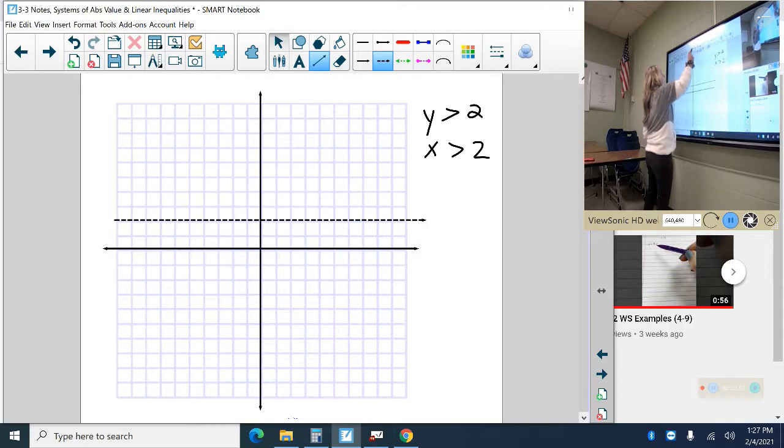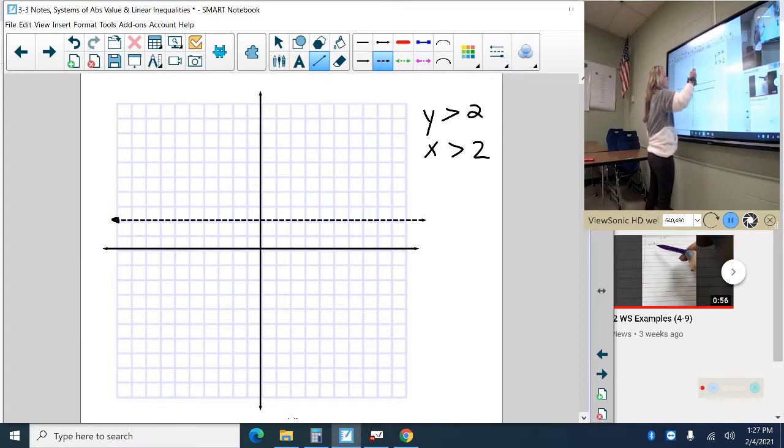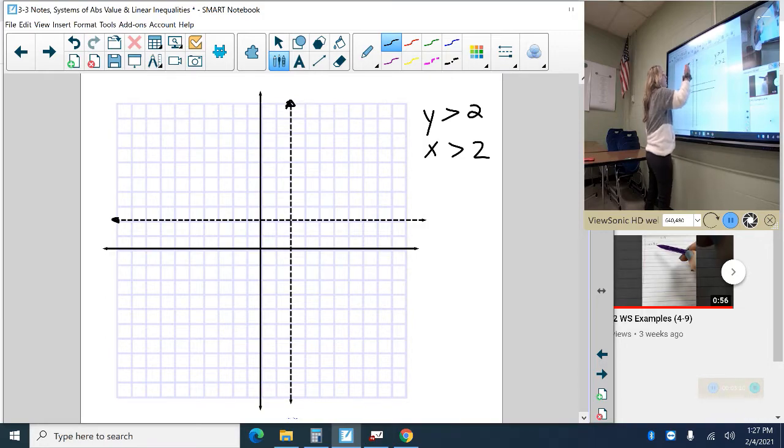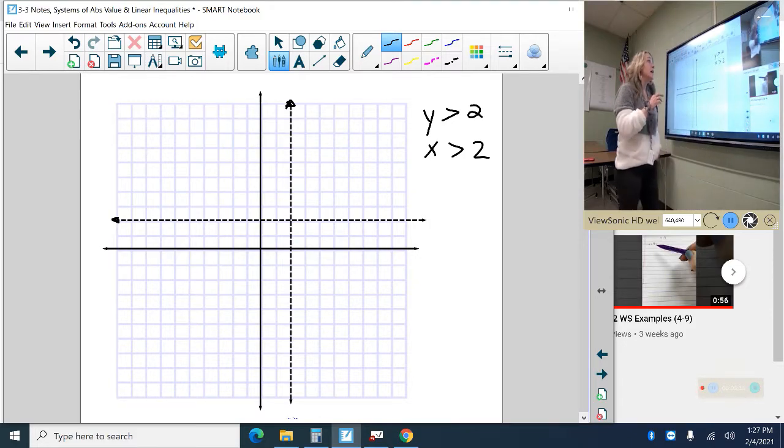Okay? And then, this one doesn't have an arrow on the end. Here we go. X is greater than 2 is going to be a vertical line where x equals 2. So 1, 2, a vertical line where x equals 2, which is right here. Now, if we were just graphing the equations, we would be done. However, we're graphing the inequalities. That means we have to shade.